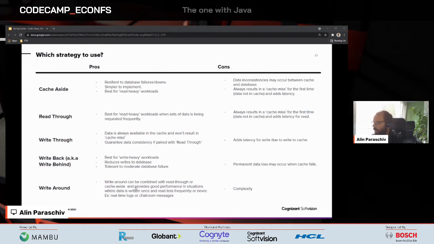Write around can be combined with read-through or cache aside and provides good performance in situations where data is written once and read less frequently or never. For example, real-time logs or chat room messages. As a con, it might be a bit more complex than the other strategies. So having this in mind, we can choose one strategy that's suited for our needs.